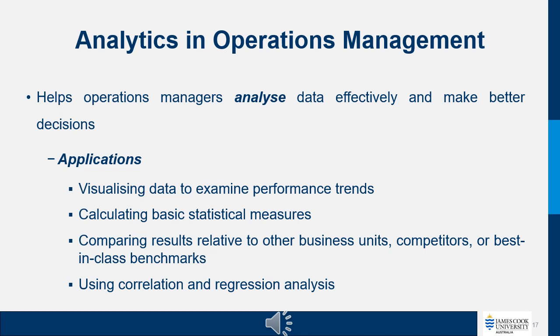Then we have using correlation and regression analysis. Analytics tools enable operation managers to perform correlation and regression analysis on the data. Correlation analysis helps identify relationships between different variables, while regression analysis helps predict the impact of one variable onto another one. These analyses assist in understanding the factors influencing operational performance and identifying key drivers for improvement.